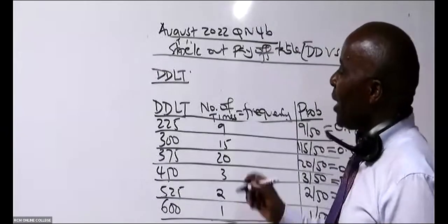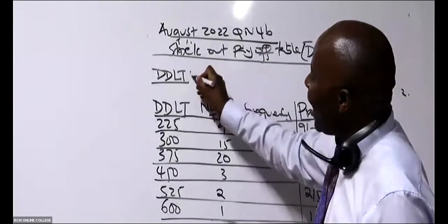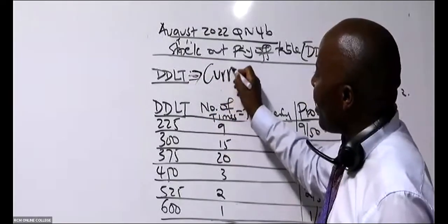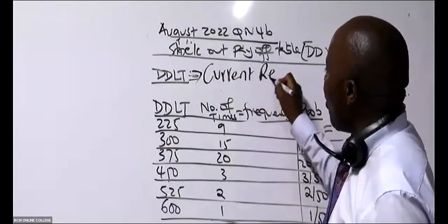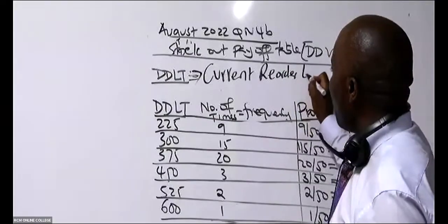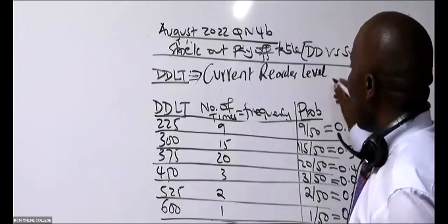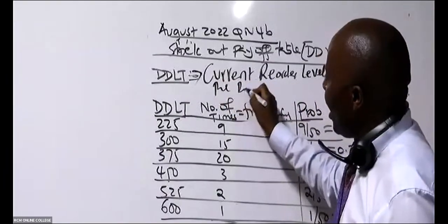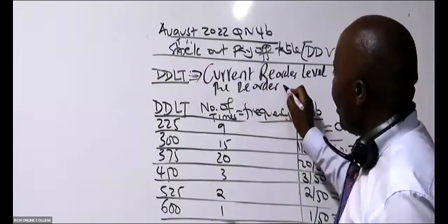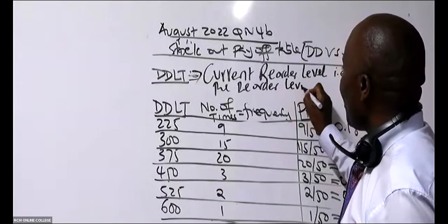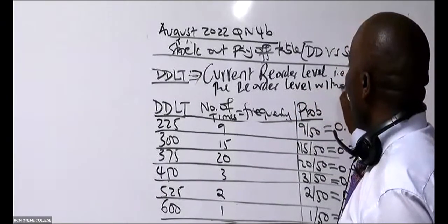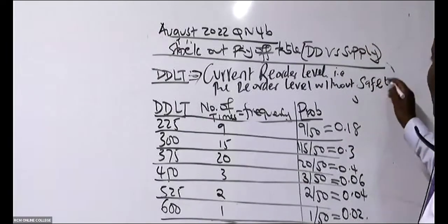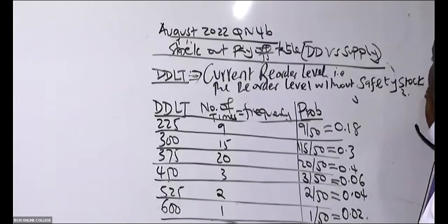Yeah. So in this case here, the starting point should be the current reorder level. The current reorder level, i.e., the reorder level without safety stocks, without any safety stock.